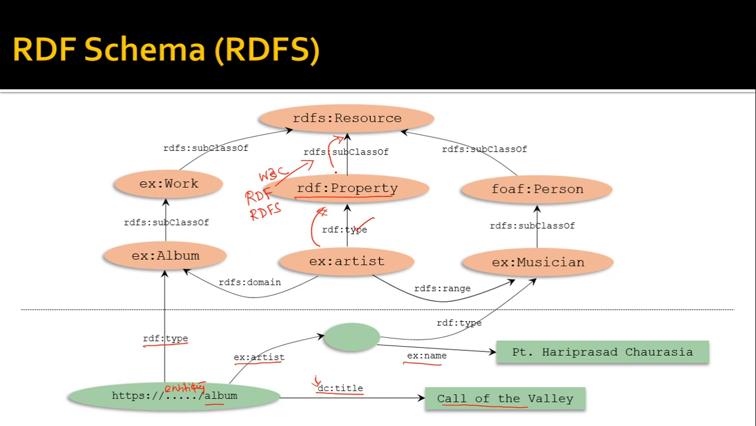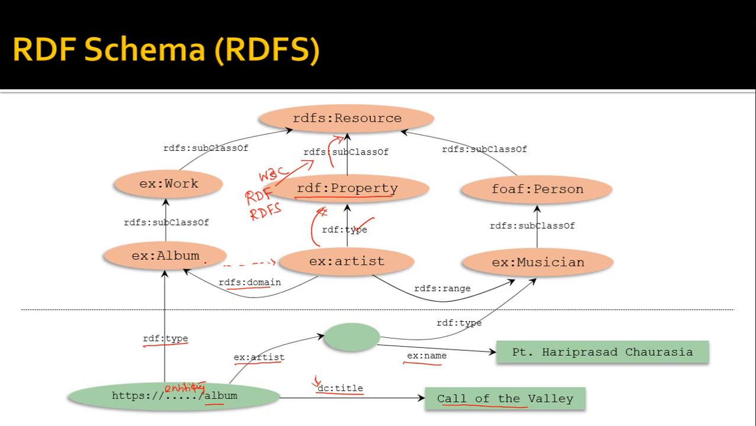Everything you can think of is a resource. This is what the semantic web assumes. A property is a resource, a class is a resource, everything is a resource, right? Now coming back to artist. The albums can have only artists, right? So that's why the domain of artist is album, right?